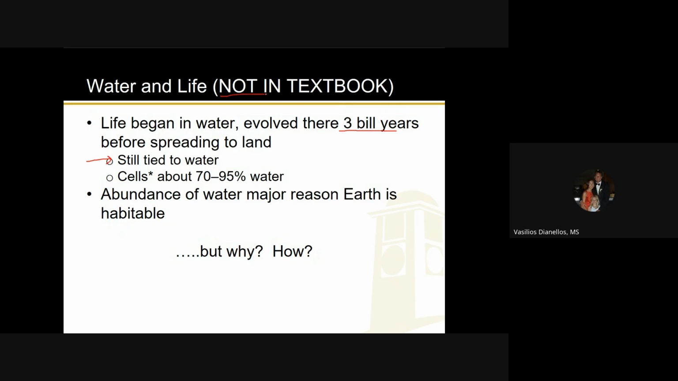Again, this is not in your textbook. This is one of those rare circumstances where I'm going to ask you to know a number that's not in your textbook, and this is it right here. Your cells are made up of about 70 to 95% water. That will be a test question. Make sure you know it.